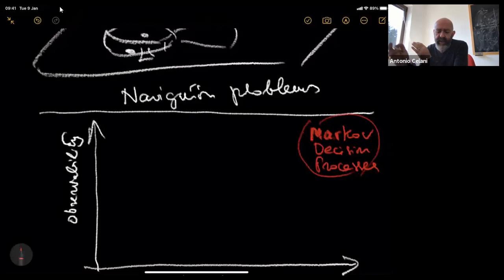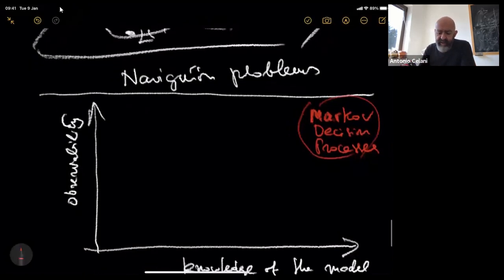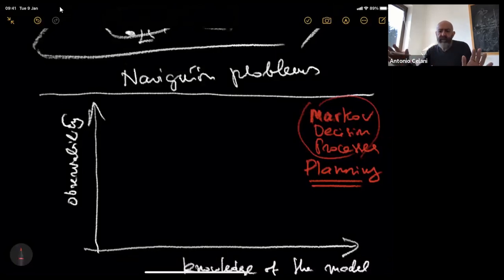So when you are in the upper corner here, you don't need to learn because you already have a model and it's a good model. So the only thing you have to do here is planning. It's a purely planning problem. Given the current situation, I can predict the future. If the system is stochastic, I can predict probabilities of occurrences of future situations. And then I can decide what sequence of actions I have to do. Clearly, epistemologically speaking, here is the situation where you are in total control.